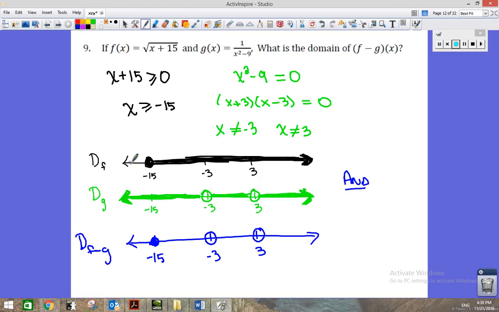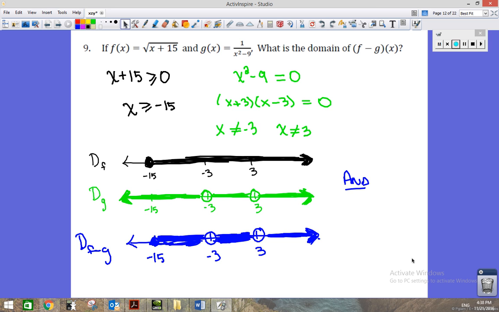Values that are smaller than negative 15 are not in the domain of f. They will not be in the domain of the intersection. But numbers between negative 15 and negative 3 are in both, so they will be in the intersection. And numbers that are between negative 3 and positive 3 are in both, so they will be in my answer. And numbers to the right of 3 are in the domain of f, and they're in the domain of g, so they will be in the domain of the intersection. So here I've shaded the domain of f minus g.